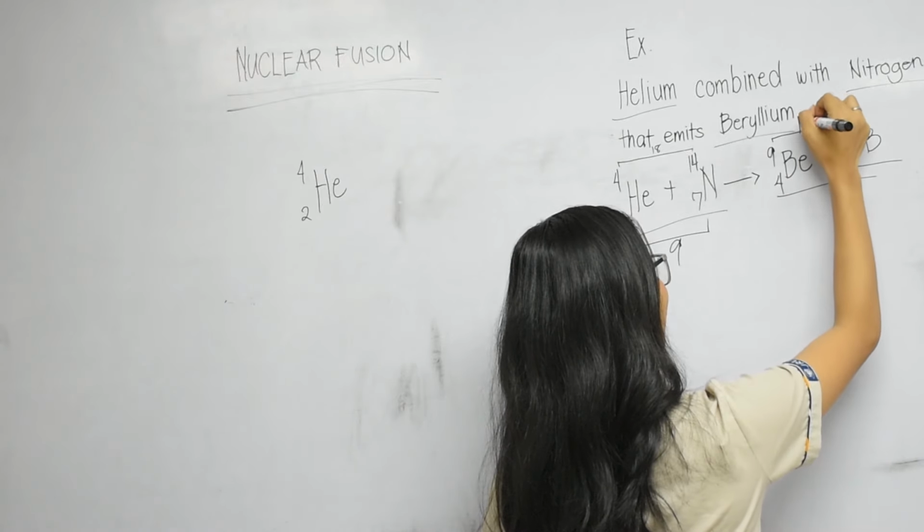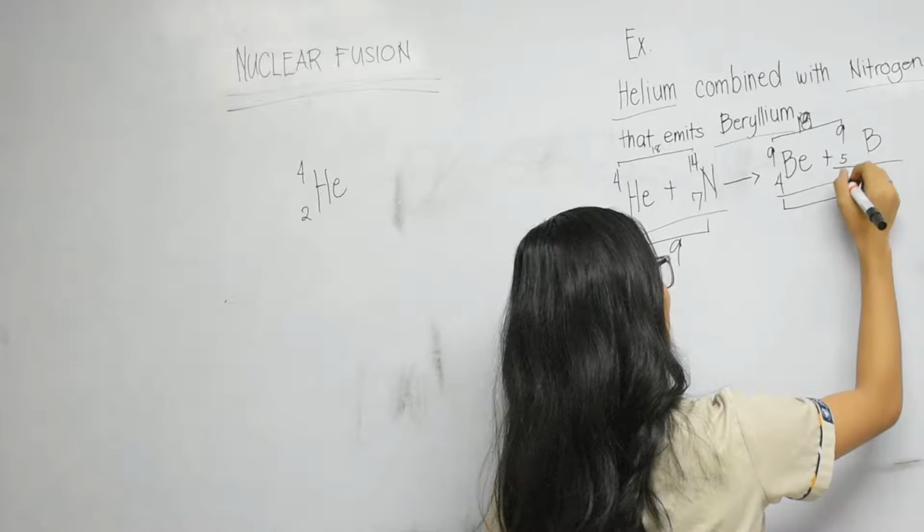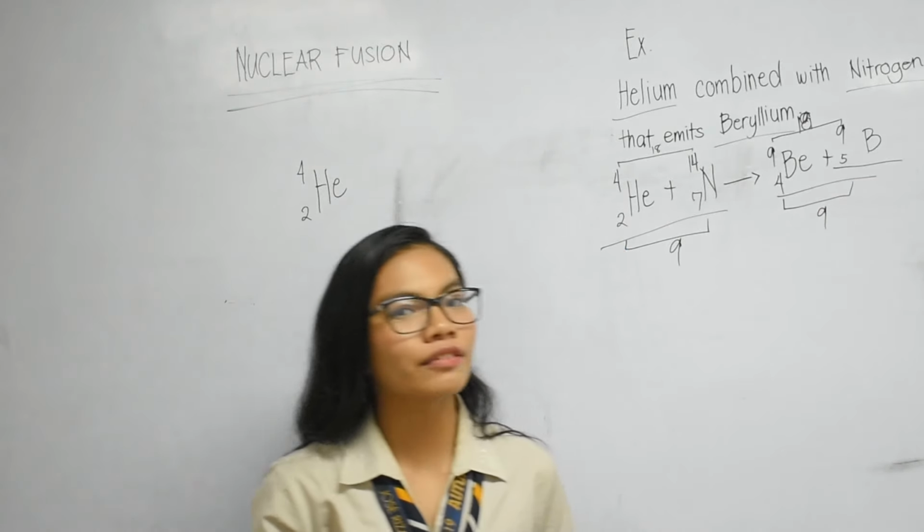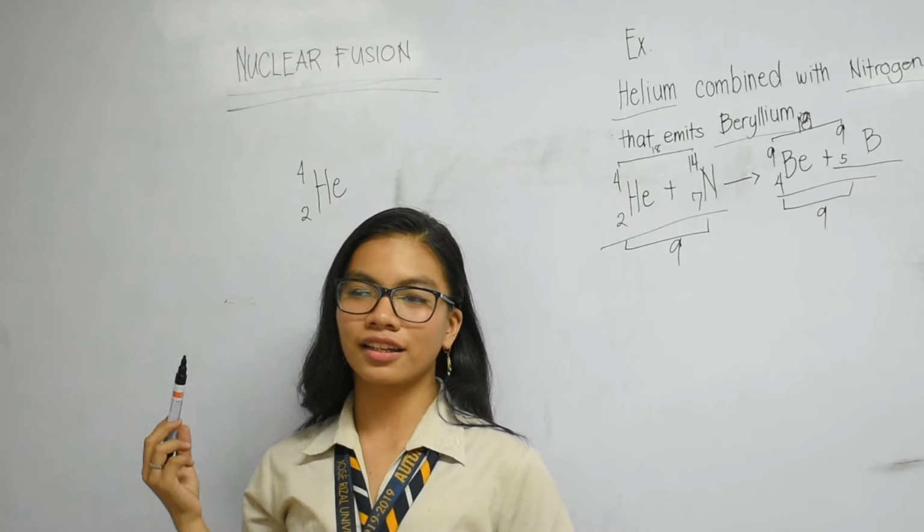9 plus 9 is equal to 18. 4 plus 5 is equal to 9. Now we have our balanced nuclear fusion.